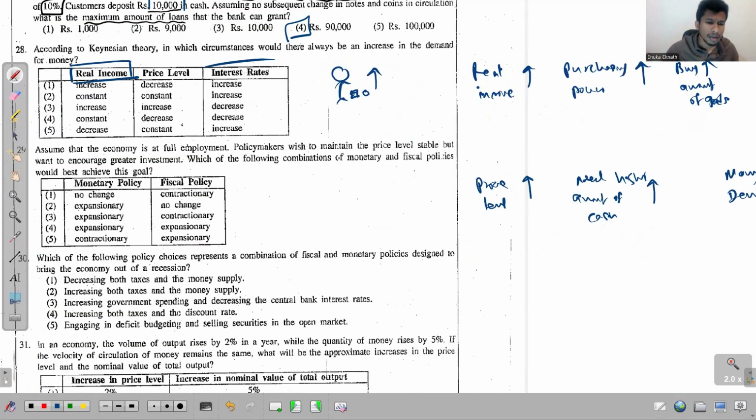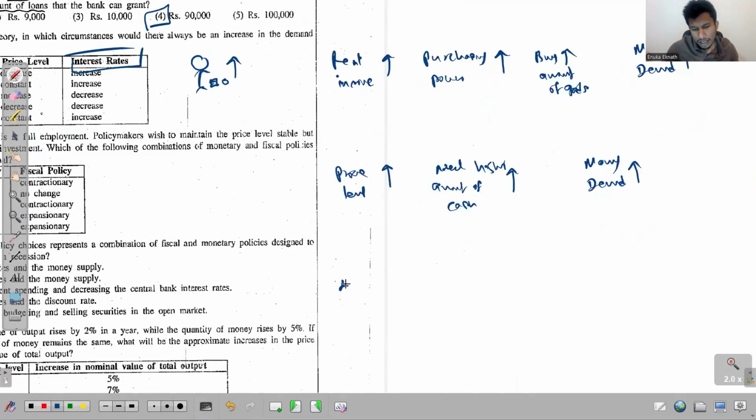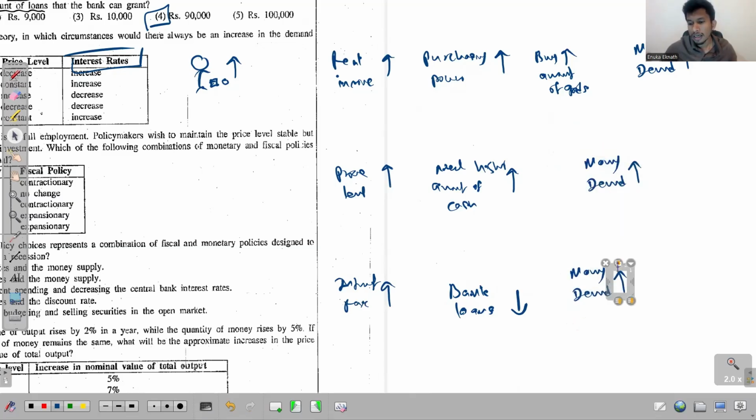And the third variable given is interest rate. So let's assume if interest rate is high, they can obtain bank loans. So when they can obtain bank loans, they will not be able to increase money demand. So what happens to the money demand? Money demand will decrease, right? Money demand will decrease. So this is what will happen.